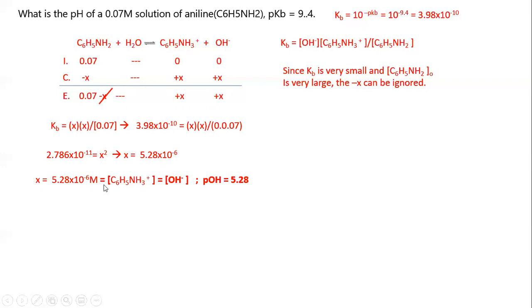Now remember, x is the concentration of the conjugate acid and the concentration of the hydroxide ion. So the first thing you want to do is calculate the pOH. So the negative log of hydroxide ion gives us the pOH. And then once we know the pOH, we can subtract it from 14 to get the pH. So 8.72 is the pH of this weak base solution.